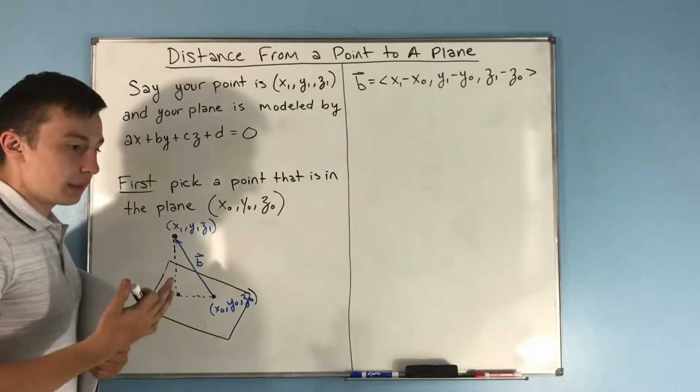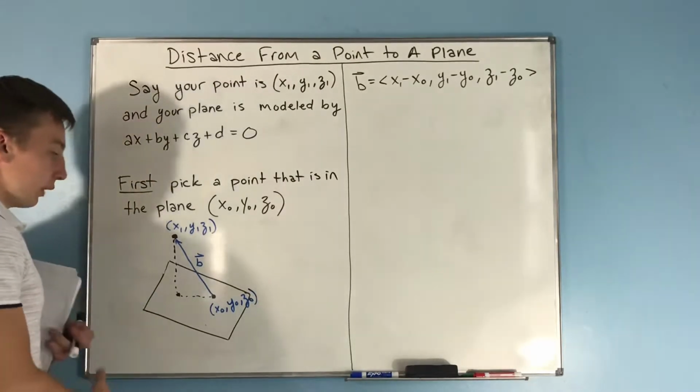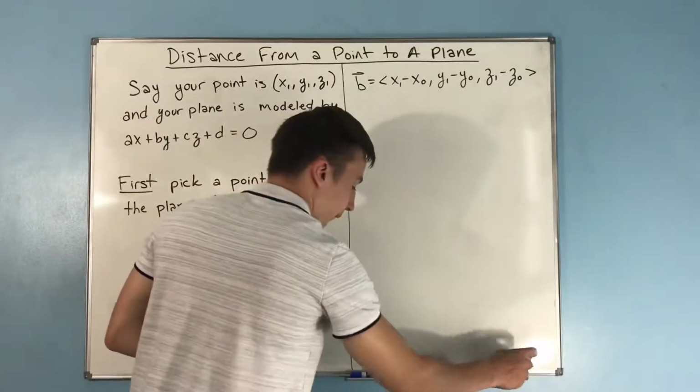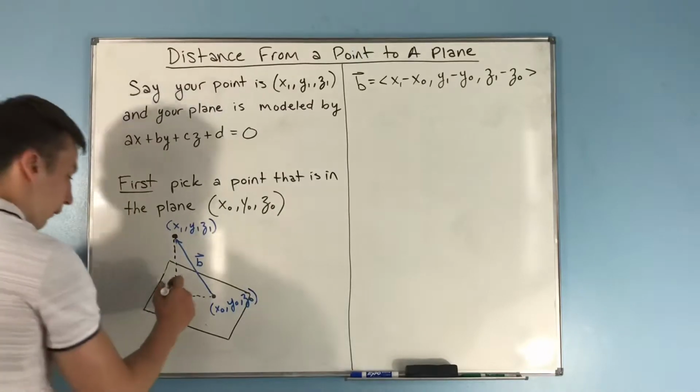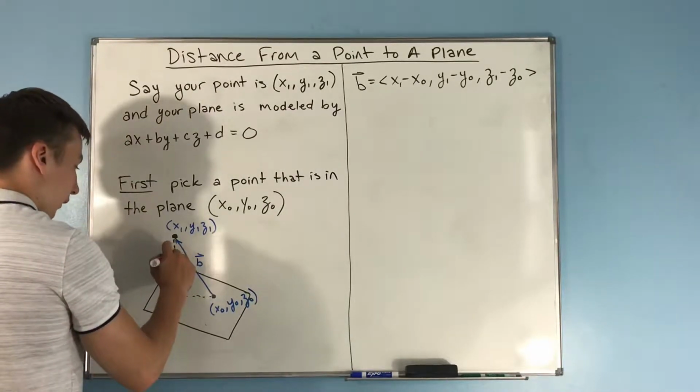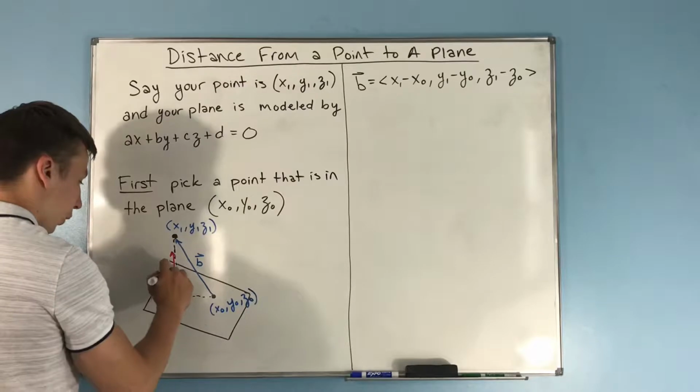And that's this vector right here, x1 minus x naught, comma, y1 minus y naught, comma, z1 minus z naught. And what you also know is this plane has a normal vector, and this normal vector is going to stick up like this. That's your normal vector.